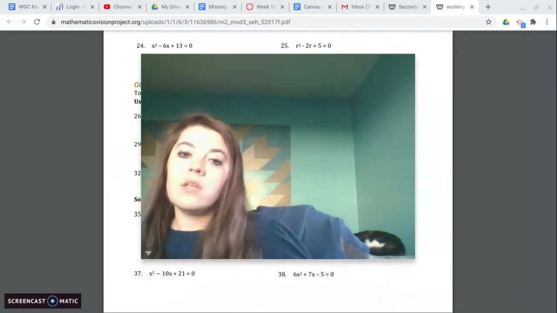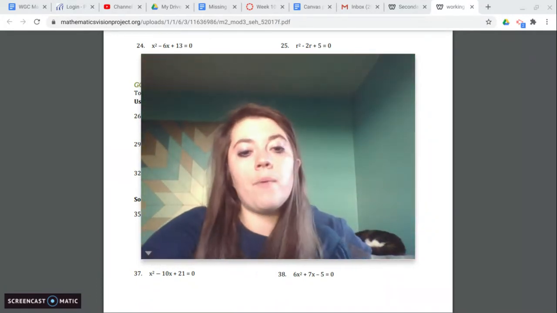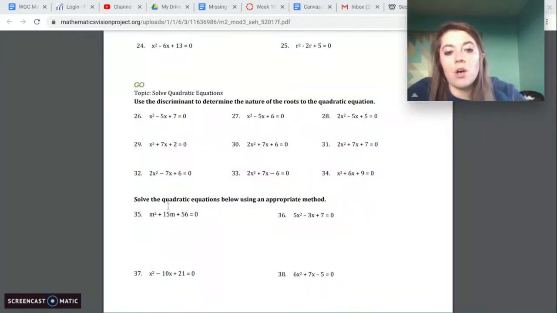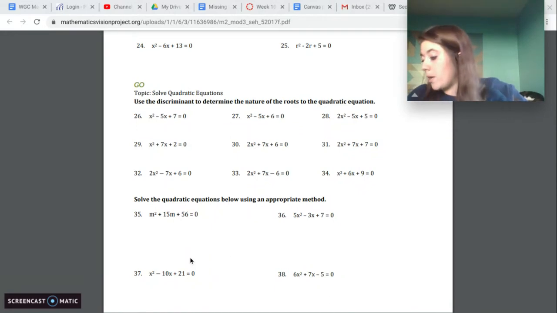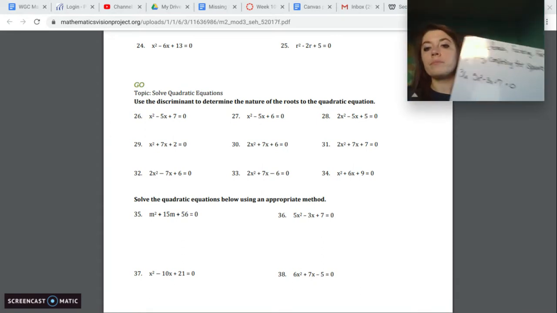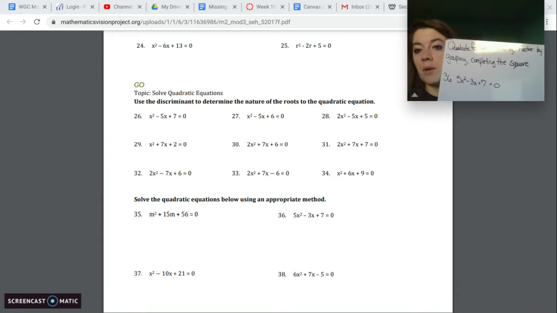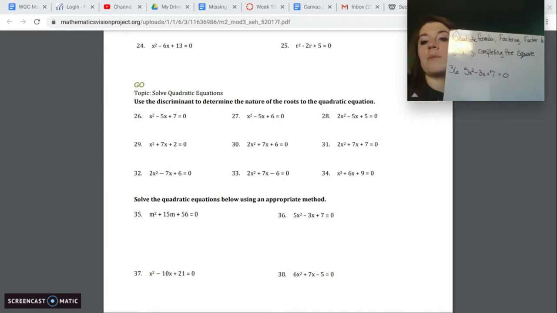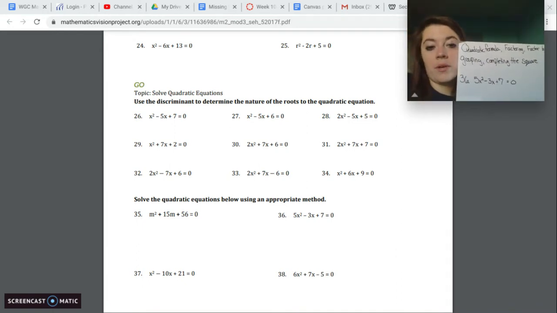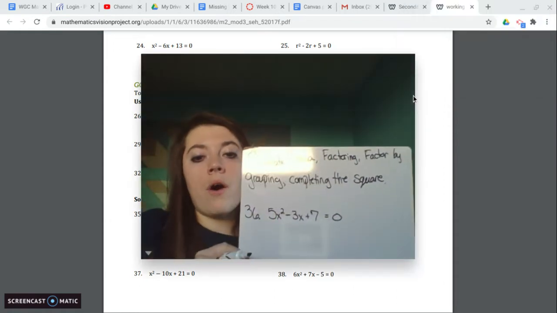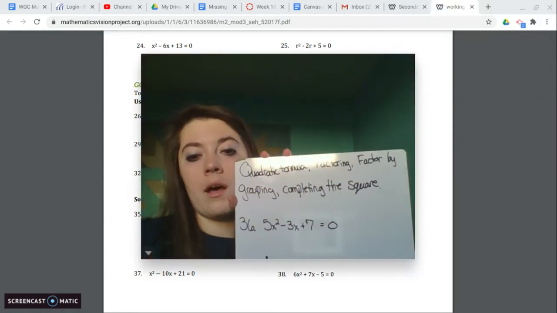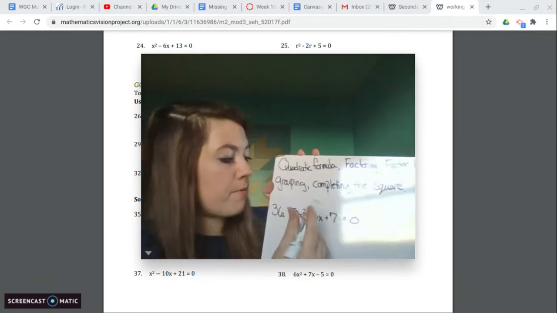All right. So the last section that we are looking at today is to solve the quadratic equations below using an appropriate method. So obviously we know we have several different ways that we can solve these. We have the quadratic formula, factoring, factor by grouping, and completing the square. So we can use any of these when we're solving. We're going to do number 36 together, and I'm going to use the quadratic formula for this one.